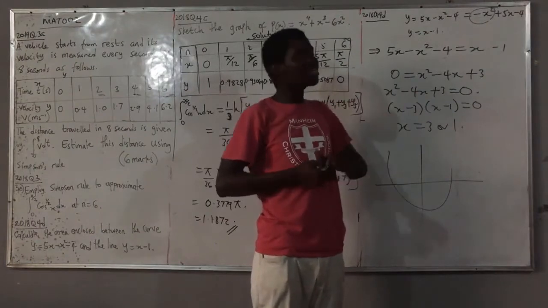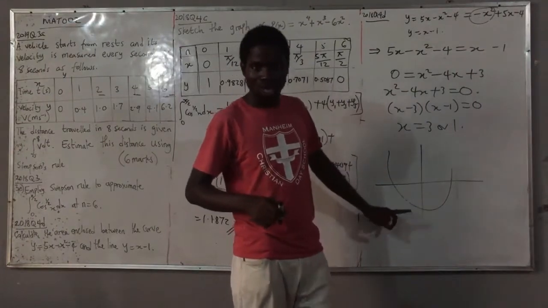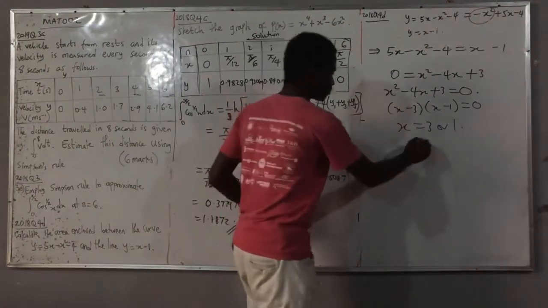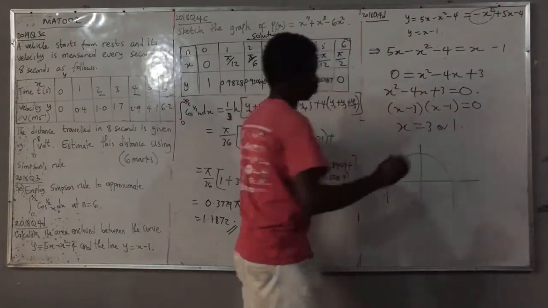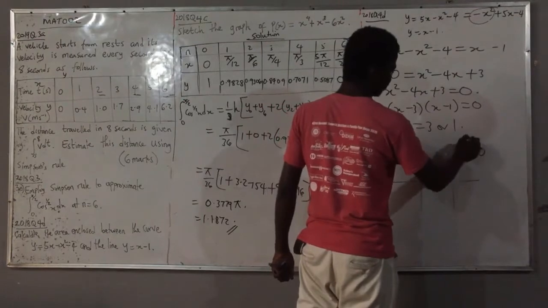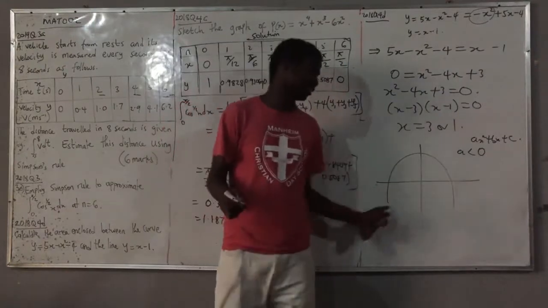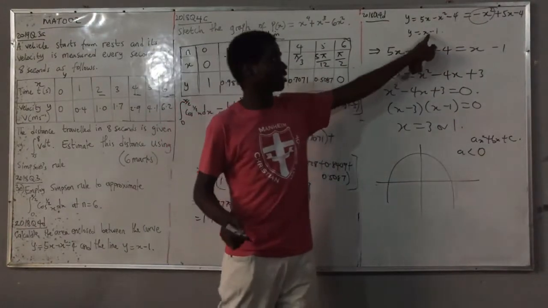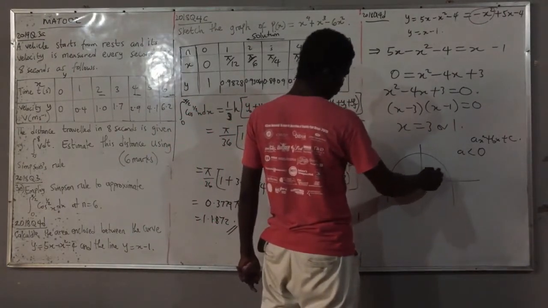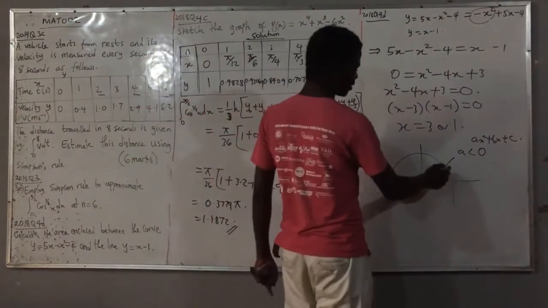When the coefficient is positive, this is the graph you are going to have. When the coefficient is negative, this is what you are going to have. This is how the graph will look when a is less than 0 for ax squared plus bx plus c, a quadratic equation. If a is less than 0, this is what you are going to have. And this is the straight line with gradient 1. So the straight line will look like this. You can see between 1 and 3.